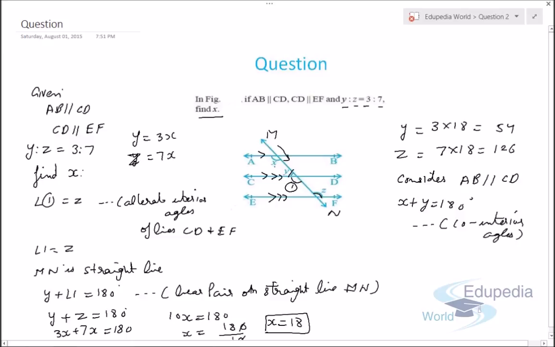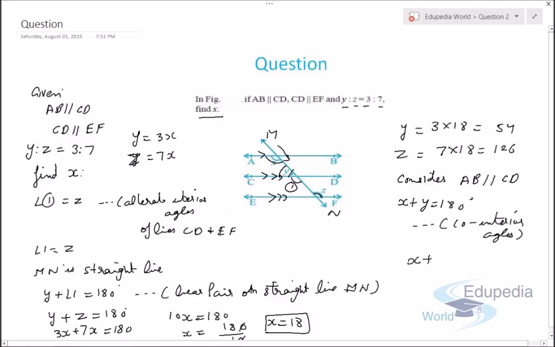You can clearly see that this angle and this angle represent co-interior angles. Why? Because they are interior and on the same side of the transversal MN. So the sum of co-interior angles is always equal to 180 degrees. So we need to find x.